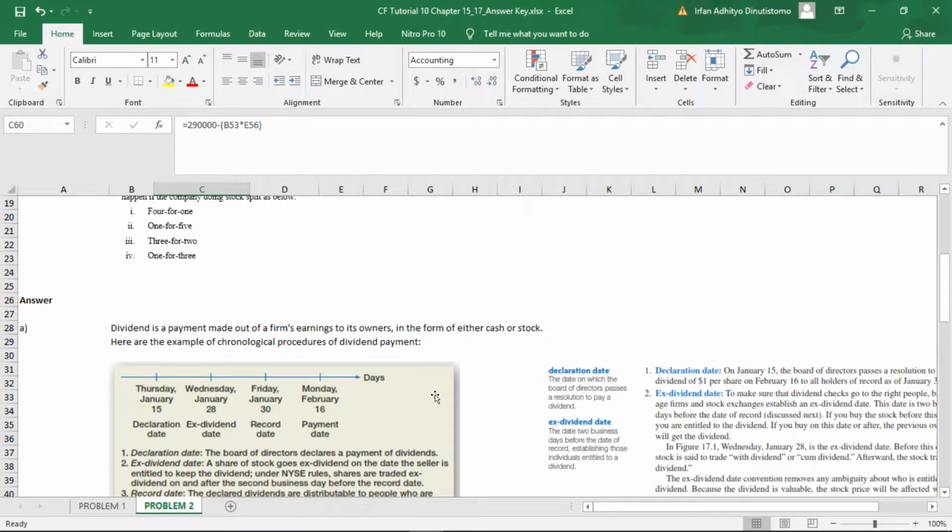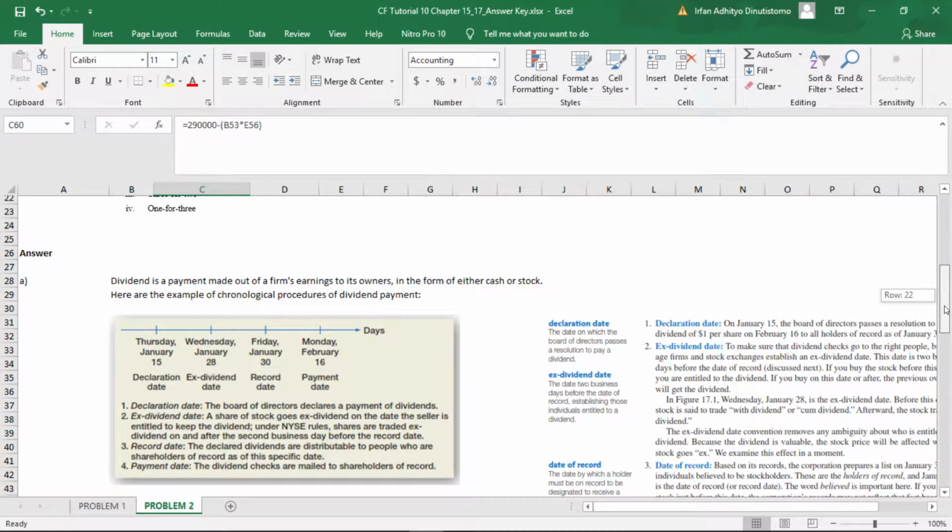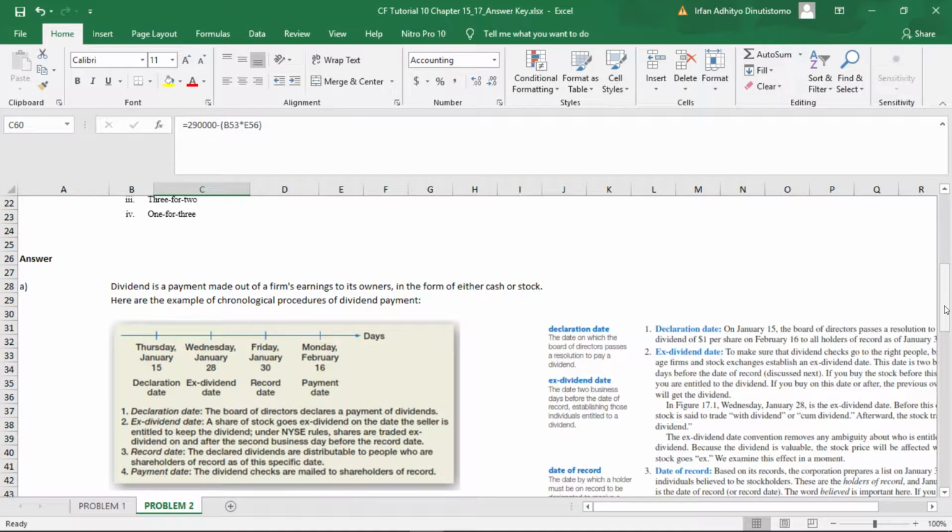So dividend is a payment made out of the firm's earnings to its owners in the form of either cash dividend or stock dividend. So these are the examples of chronological procedures of dividend payment. You need to remember 4 types of date. The first one is declaration date. The second one is ex-dividend, the third one is record date, and the fourth is payment date.